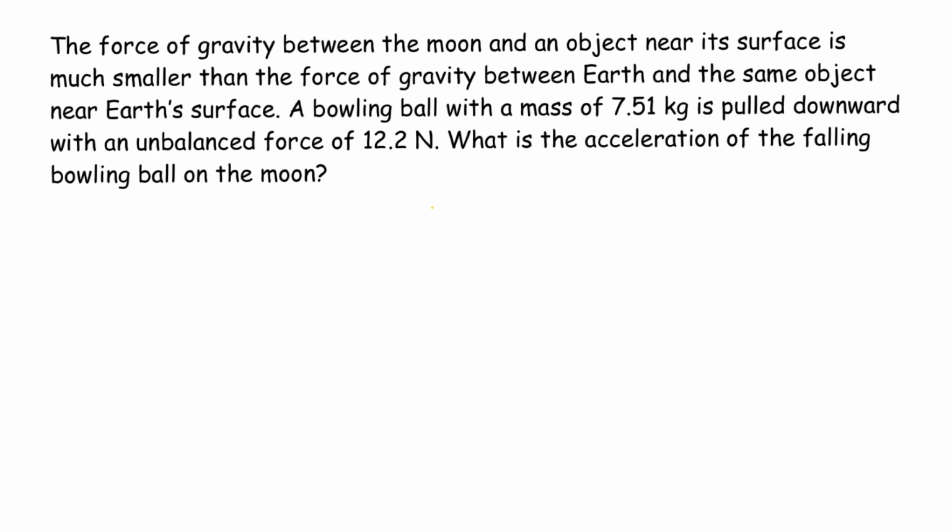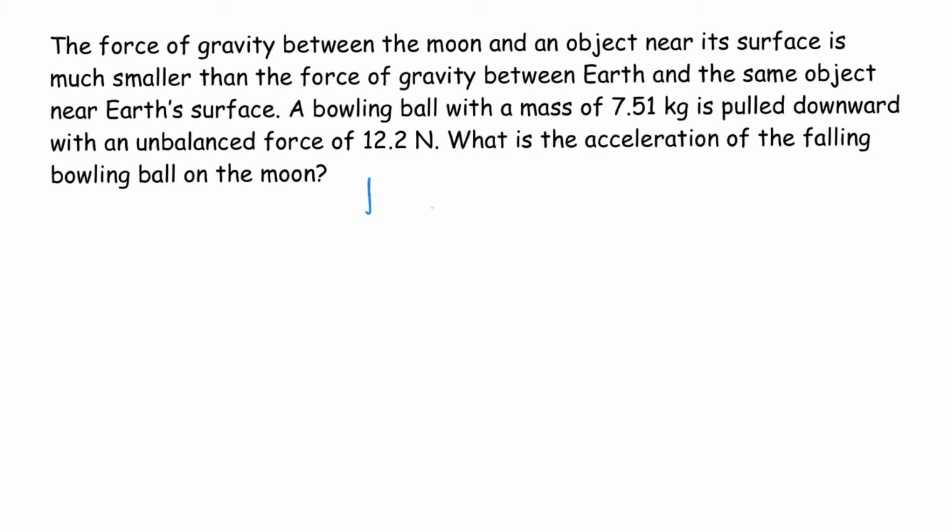The force of gravity between the moon and an object near its surface is much smaller than the force of gravity between Earth and the same object near Earth's surface. A bowling ball with a mass of 7.51 kilograms is pulled downward with an unbalanced force of 12.2 newtons. What is the acceleration of the falling bowling ball on the moon?